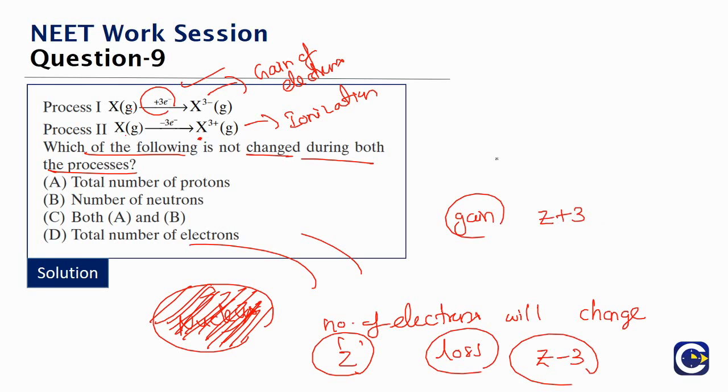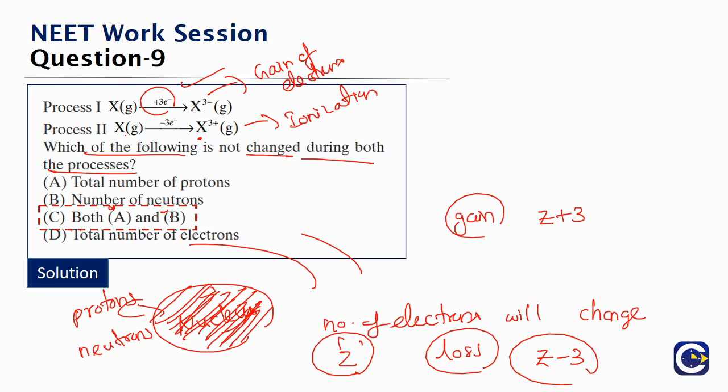But here they are asking which of the following is not changed. We need to find which of them is not changed. Look at this. A is the total number of protons. Nothing is going to happen to the nucleus, so the number of protons remains the same. Option B is the total number of neutrons. The neutrons also are not going to change. The correct answer is Option C, both A and B.